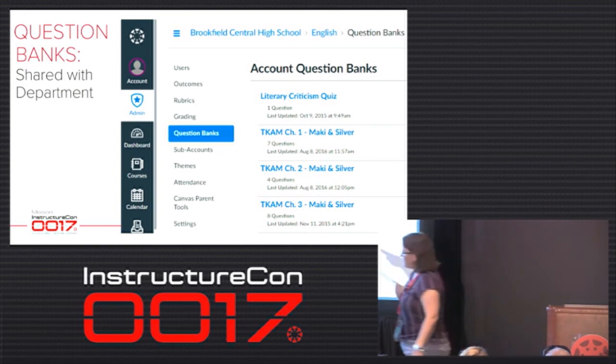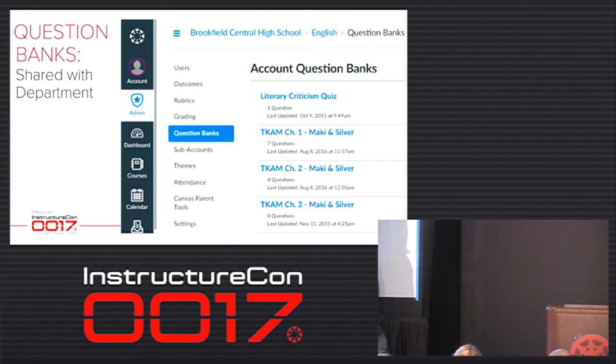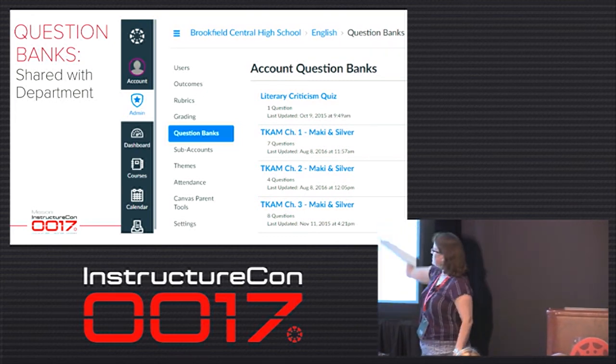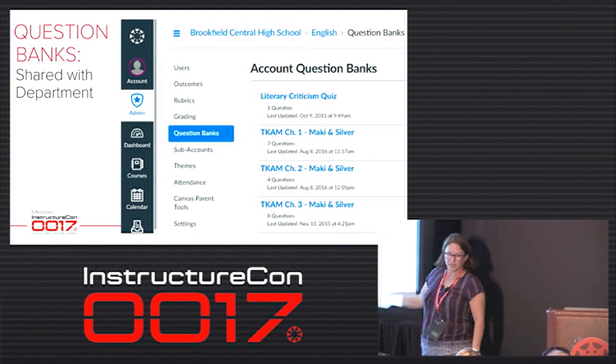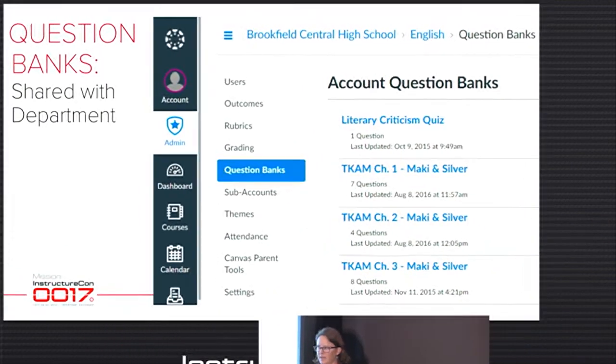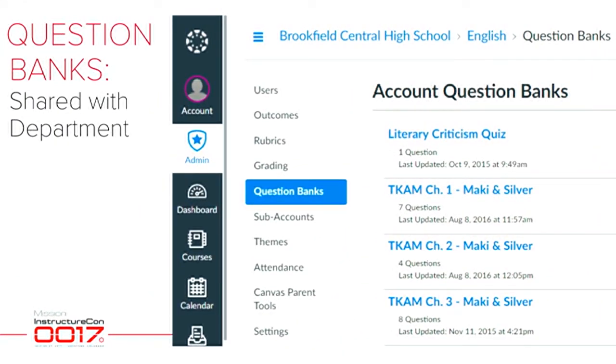What it allowed them to do is it gives them the admin little icon on the side. They can go into question banks, and these 2 teachers basically built question banks together and then just put them into their courses. And they really liked that. I'm trying to get them to do that with rubrics. We're not there yet, but question banks, I've been able to sell them on.